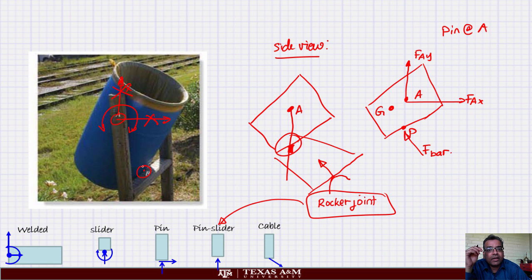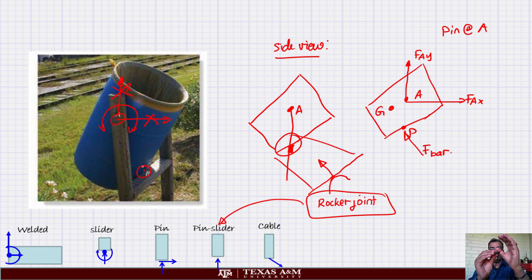Okay, and you have to understand that a rocker bar, which is like this, you can see that now, looks like that. It allows this motion, so no torque. It allows this motion, so no tangential force, but it does not allow this motion. So there is a force that way. That makes sense to you?